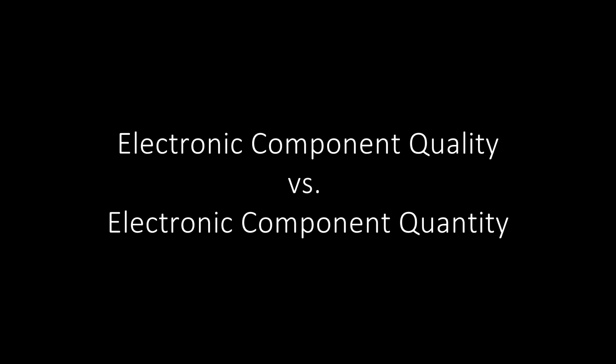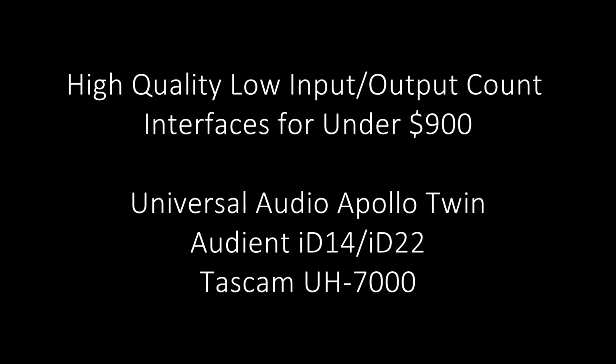So, with all of this in mind, one of the key things to remember is you can either buy an interface that has cheap components but has a lot of inputs and outputs, or you can buy a more expensive interface that has a small amount of inputs and outputs but has higher quality. The ones I'm thinking of in the latter category have 2 inputs and just a handful of outputs. Some of these types of interfaces include the UAD Apollo Twin, Audient ID14/ID22, or the Tascam UH7000.